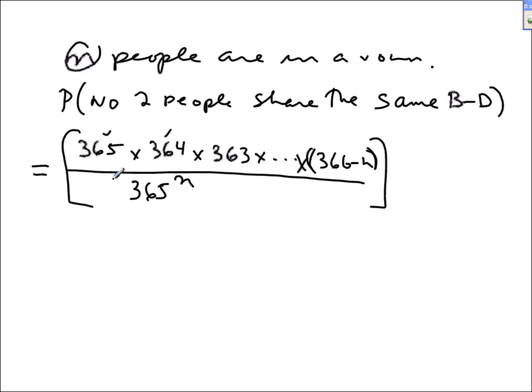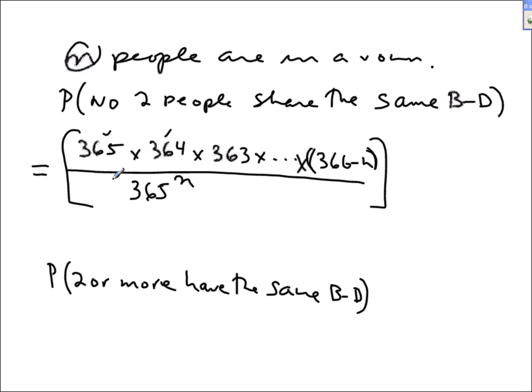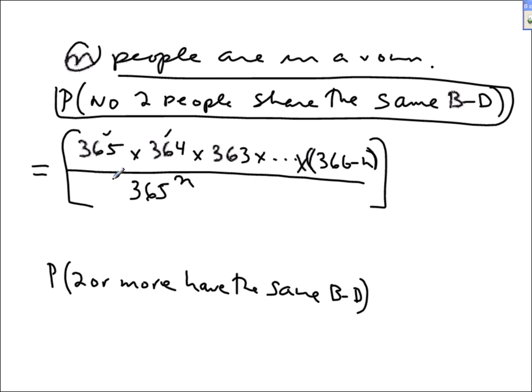Now, either two or more people have the same birthday, or no two people have the same birthday. So the probability that two or more have the same birthday, and this other one that I just wrote down on the bottom, are complements. That is, they add up to 1. This is 1 minus the probability that no two people have the same birthdays.